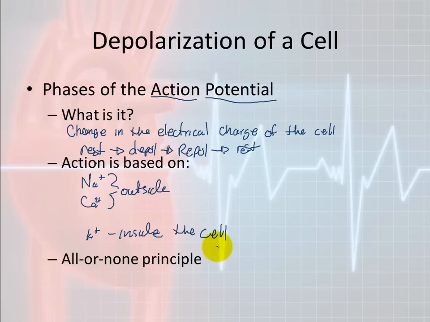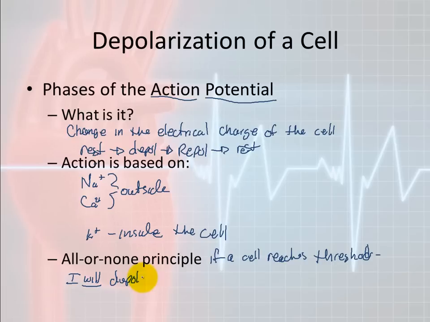Before we get to the action potential, what I want to describe right quick is something called the all or none principle. The all or none principle becomes important when we start talking about cellular depolarization. What the all or none principle basically means is if a cell reaches threshold, and we'll talk about threshold in a minute, if a cell reaches threshold, it will depolarize every single time. Every single time.